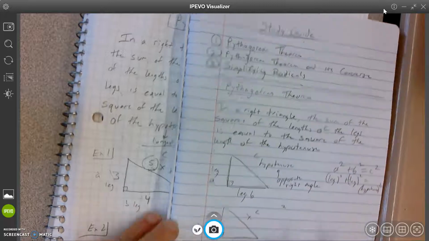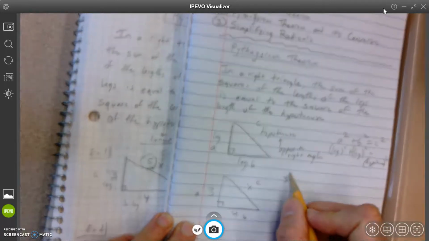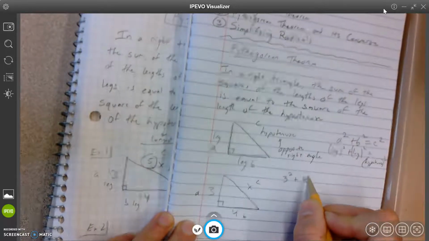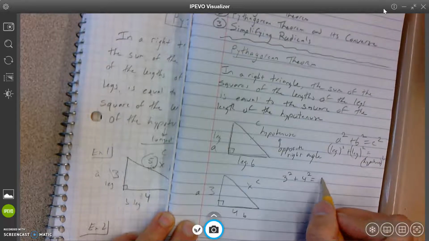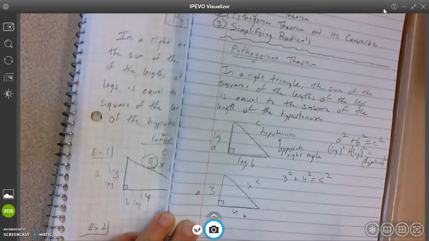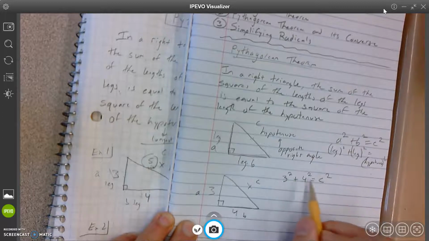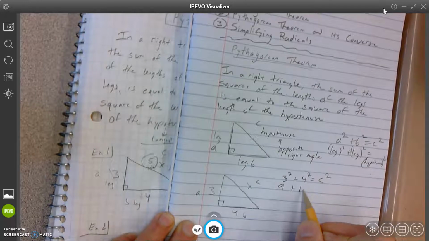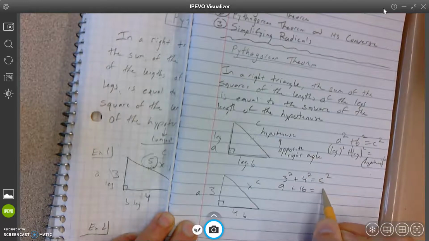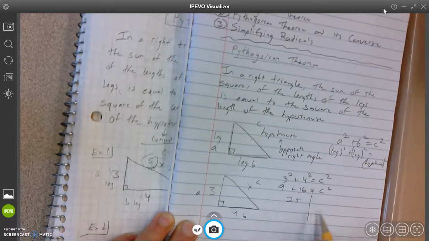Try on your own. See if you can get it. Okay. 3 squared plus 4 squared equals c squared. All right. Okay. 3 squared. I remember the teacher saying that's not 6. That's 9. That's 16. This is c squared. Okay. 9 plus 16 is 25.